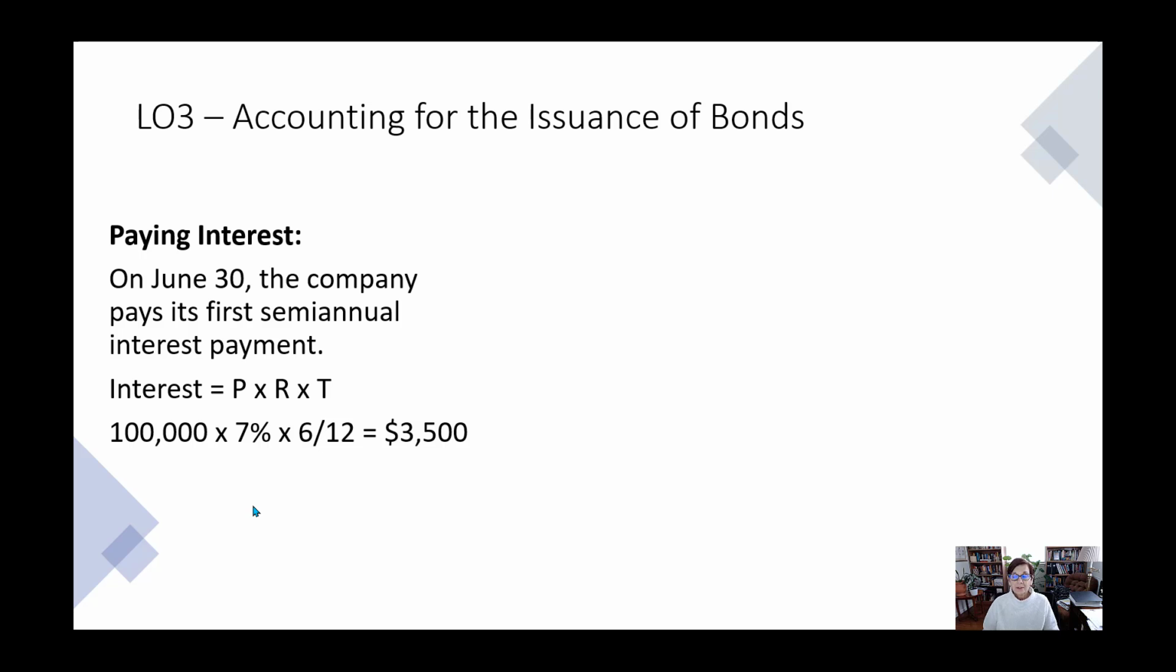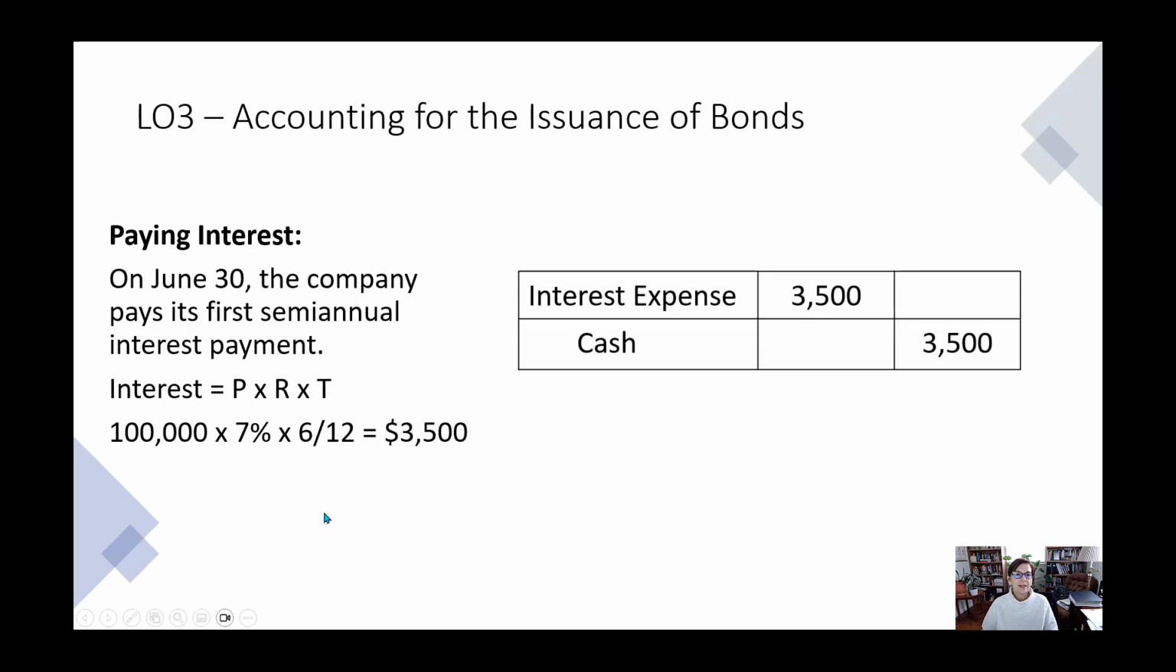Again, pause the video for a minute. Think about it. What entry are we going to make? The company is paying interest. Hopefully you said, debit interest expense and credit cash. Okay? And so every 6 months for the entire 10 years, so 20 times, the company is going to make this journal entry. They're going to pay interest of $3,500. So the next time they'll do that is December 31st.